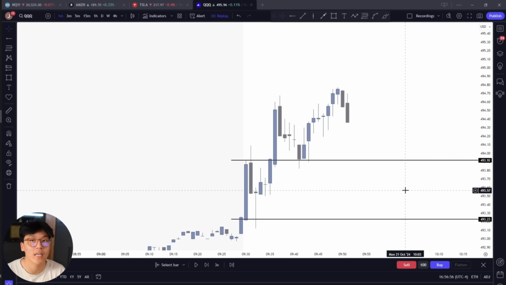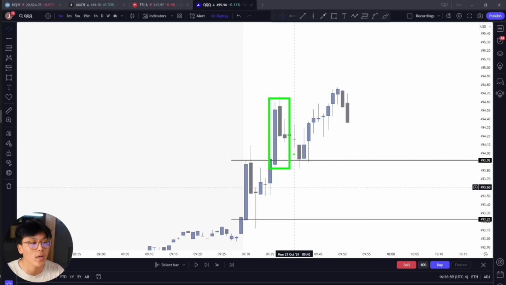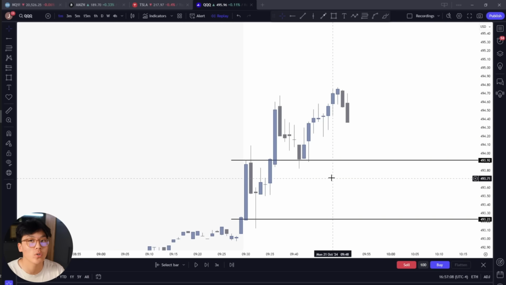So this is a good example of what displacement looks like. When we have a strong candle closure above that level, that's when we can look to go in for a break and retest for that continuation towards the upside. Let's go into an example where price does not have displacement.